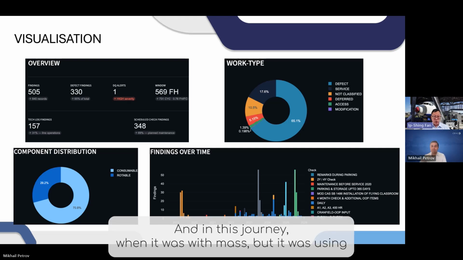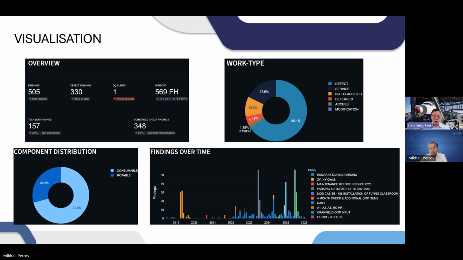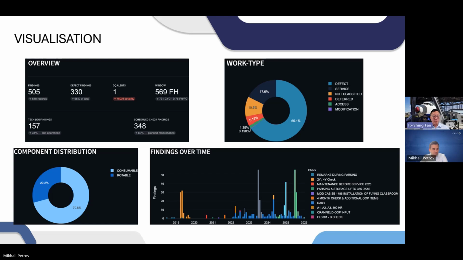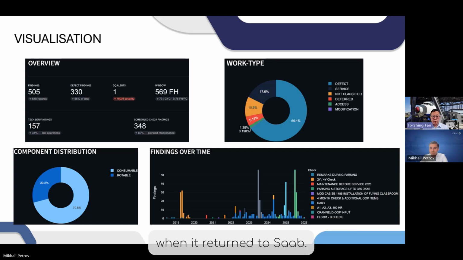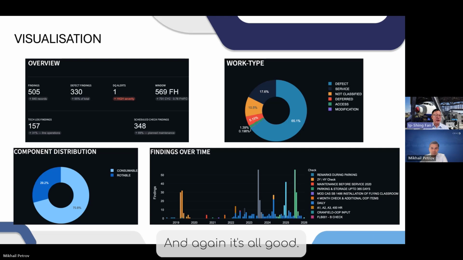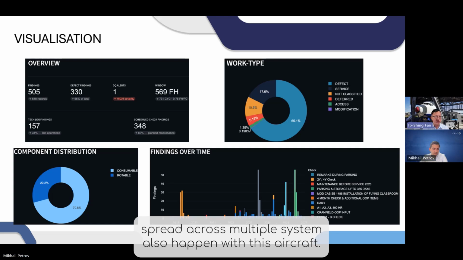In this journey, when it was with Mercerba, it was using their historic MRO system, which is, of course, very accurate and compliant with the FAA and so on. That worked for a period of time. When it returned, it went into the system that they used for their CAMO operation, and again, it's all very good. So this is the scenario where our poll point about data spread across multiple systems also happens with this aircraft.